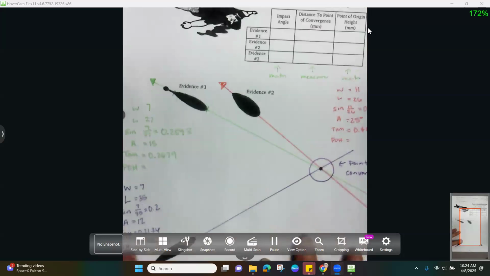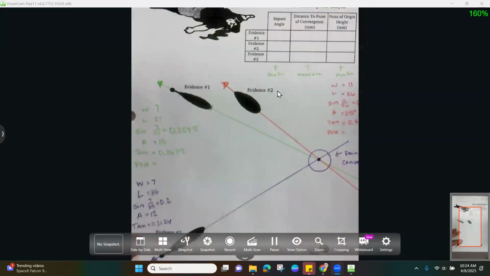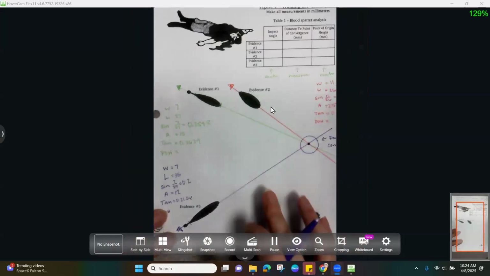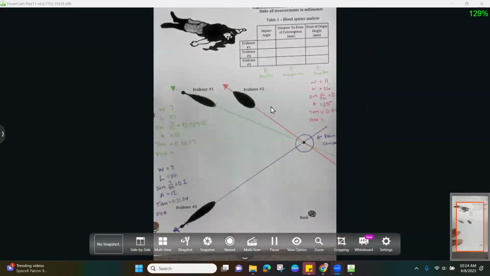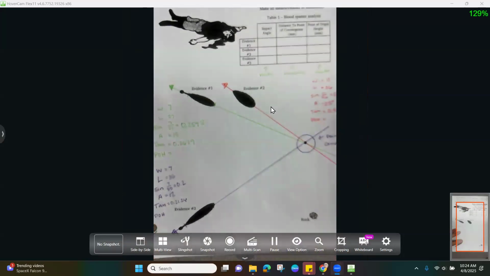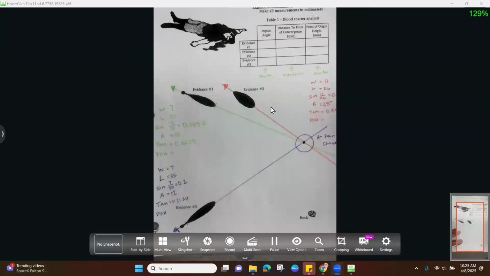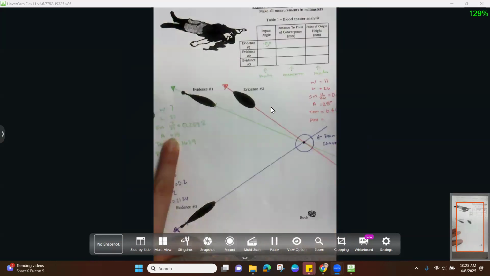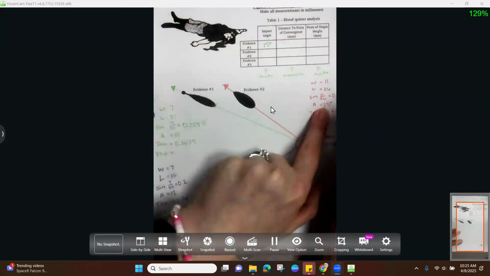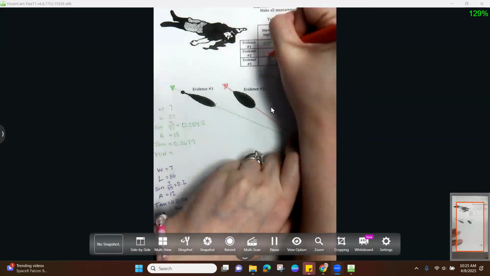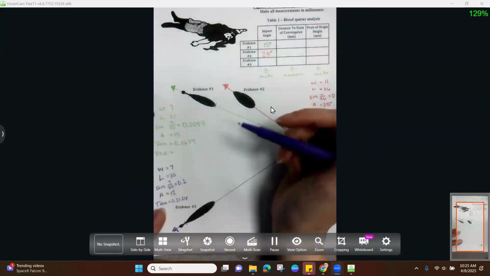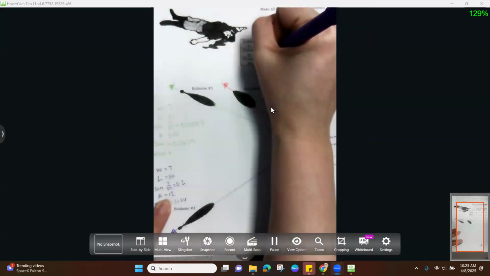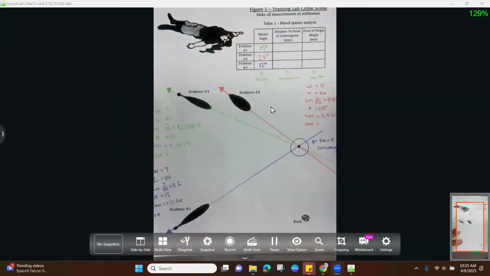So we are looking at what we've got. Let's zoom back out. So we're looking at all of our stuff here. Our data table wants our impact angle. So our impact angle for blood 1 is 15. Our impact angle for blood 2 is 25. And our blood impact angle for blood 3 is 12. We already did the math, it's all set up.